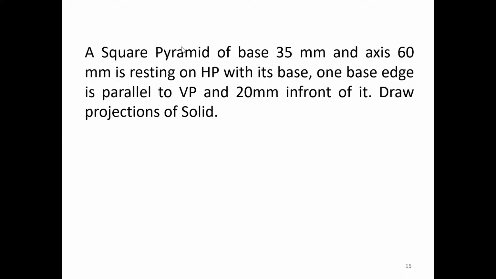So from the question, we know that the given solid is a square pyramid with true shape square, that is a square base with value 35 mm and whose height is 60. Then next one is the condition. It is resting on horizontal plane with its base. What is the shape of its base? Square. Okay, that means on horizontal plane, the square shape is visible.